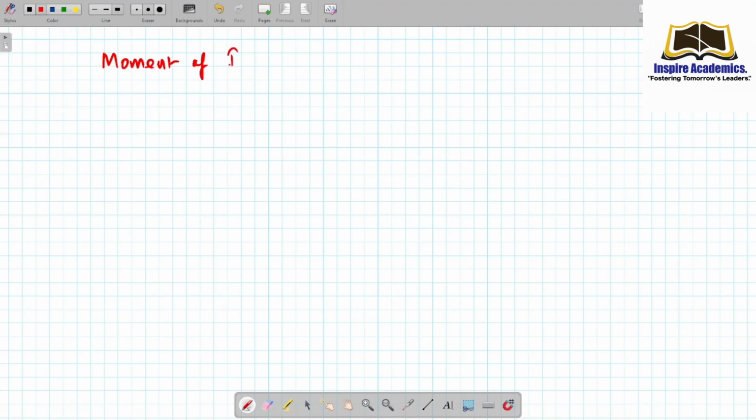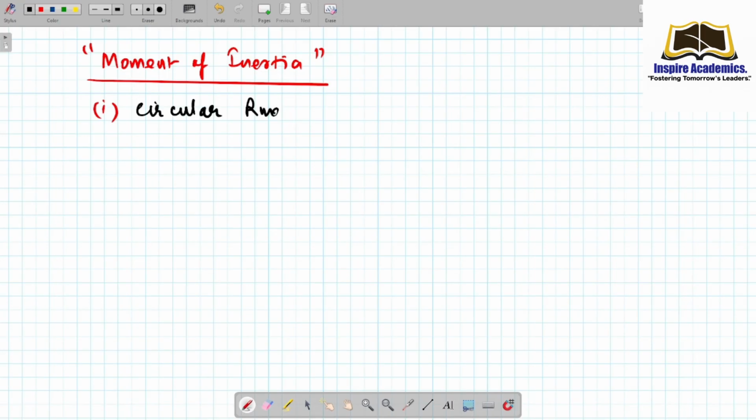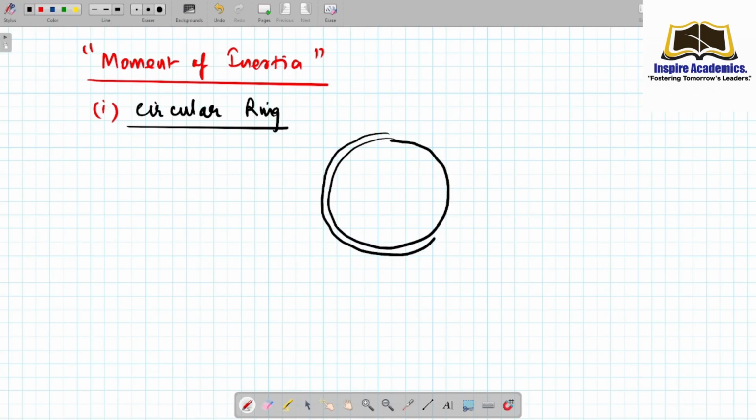Moment of inertia. Let us say we have to find the moment of inertia of a circular ring. How do we imagine a circular ring? Circular ring would be like this.